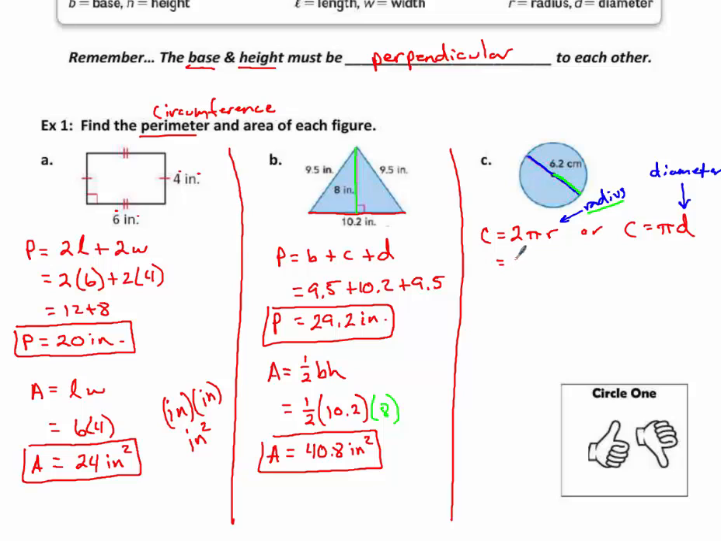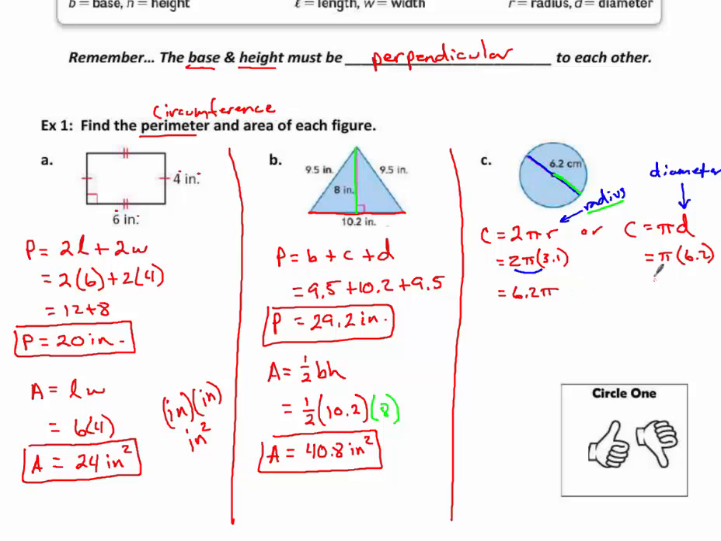So let's do it both ways. The circumference equals 2 pi times half of that, which is 3.1. Or the circumference equals pi times 6.2. Hopefully you know with multiplication it doesn't matter what order things are in. So this could just as easily be 2 times 3.1 times pi. The order doesn't really matter. So 2 times 3.1 is also 6.2.